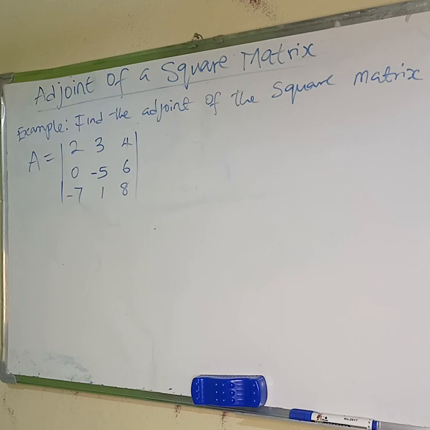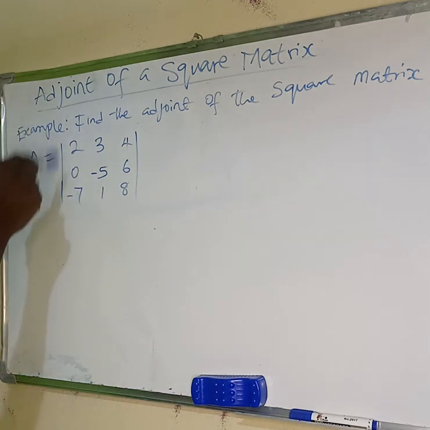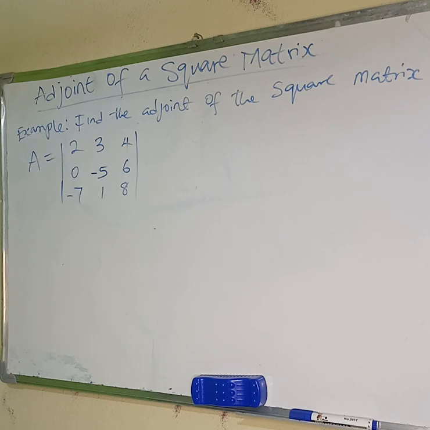So today we're going to be looking at the topic adjoint of a square matrix. Well, I've said before that a square matrix is a matrix that has an equal number of rows and columns. And in this case, we have 1, 2, 3 rows, 1, 2, 3 columns. So this is a 3 by 3 square matrix. Now they're asking us to find the adjoint of this matrix. We have 3 steps to actually find the adjoint of this matrix.